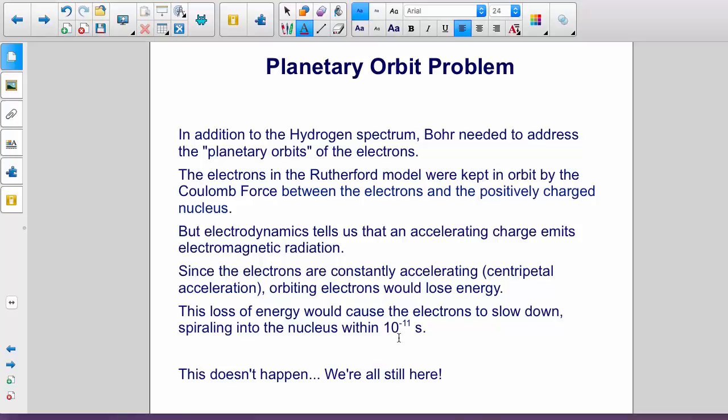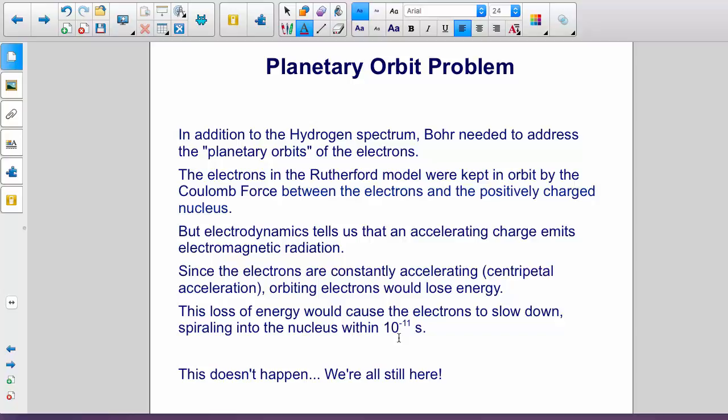There was another problem with the Rutherford model. In addition to the hydrogen spectrum, Bohr needed to address the planetary orbits of the electrons. The electrons in the Rutherford model were kept in orbit by the Coulomb force between the electrons and the positively charged nucleus. But electrodynamics tells us that an accelerating charge emits electromagnetic radiation.